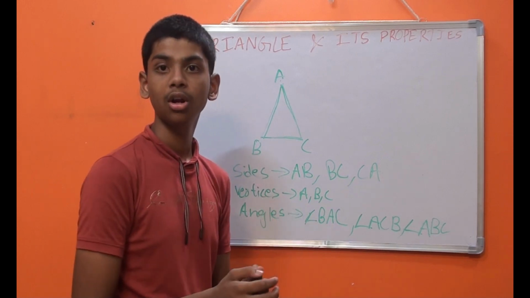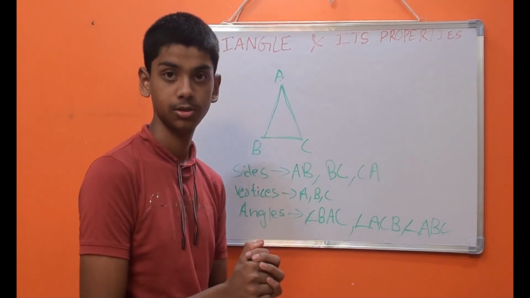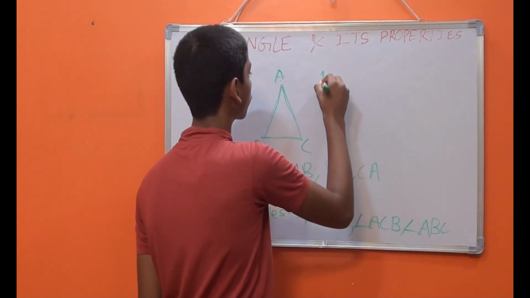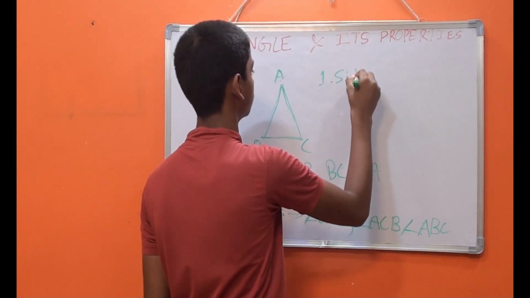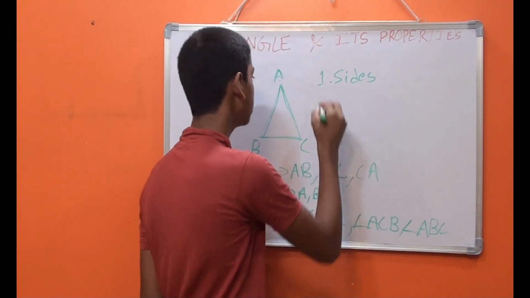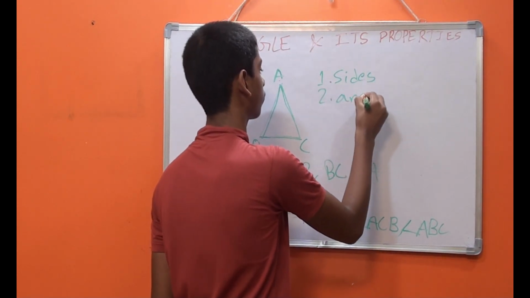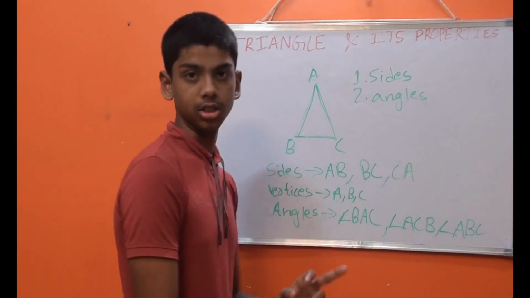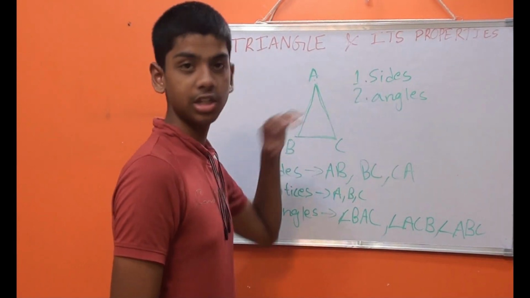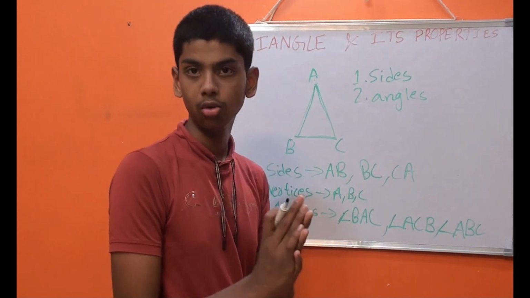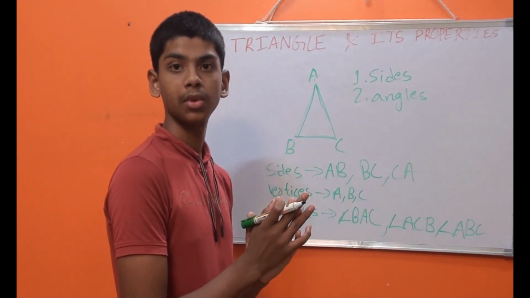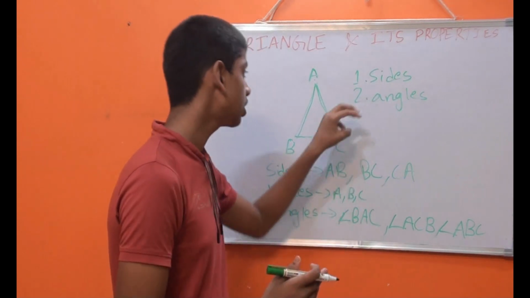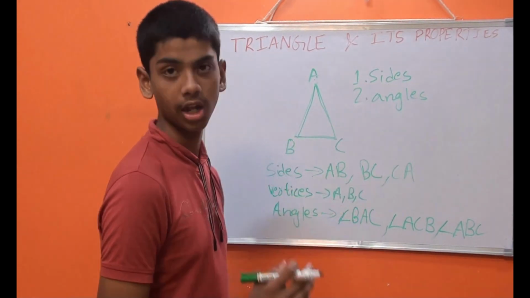Now let's see how to classify triangles. We can classify triangles in two ways. One, by its sides. The other by its angles. Now let's see about this one by one. Friends, here I said that there were two ways to classify triangles, by sides and by angles. Now let's see the three triangles which come under sides and angles.